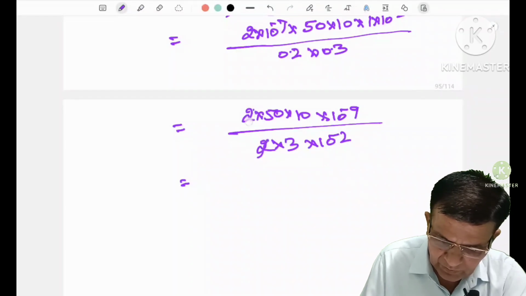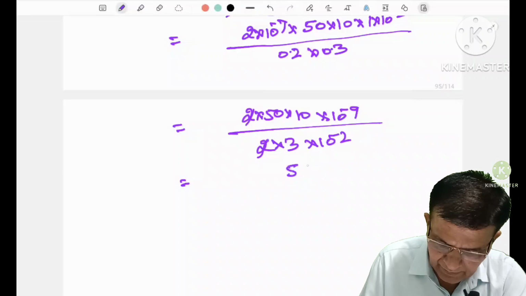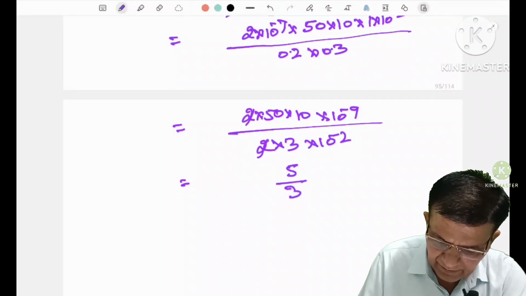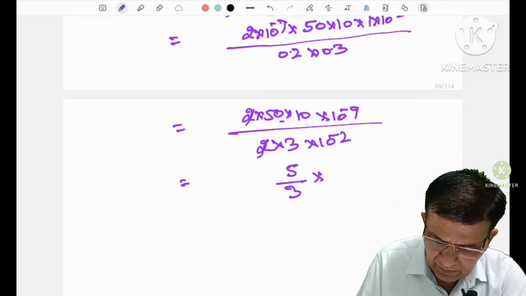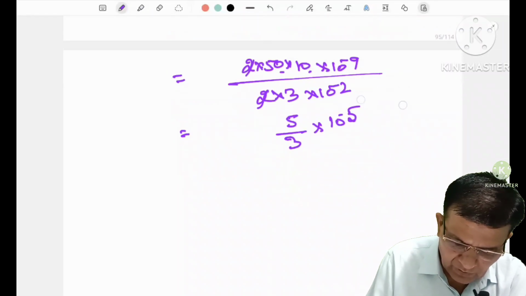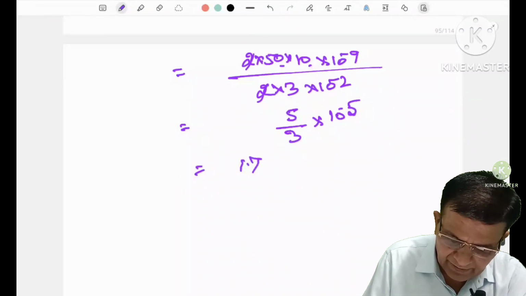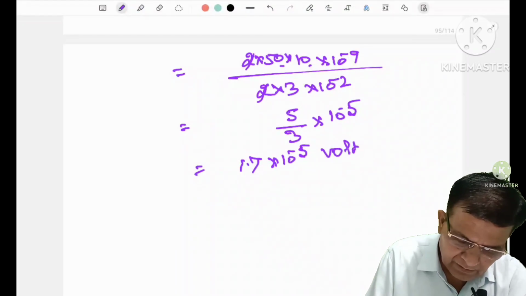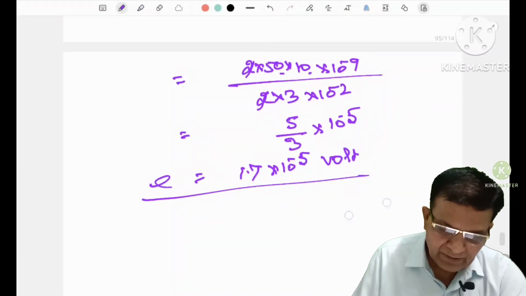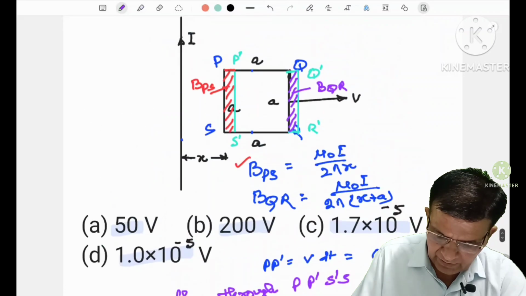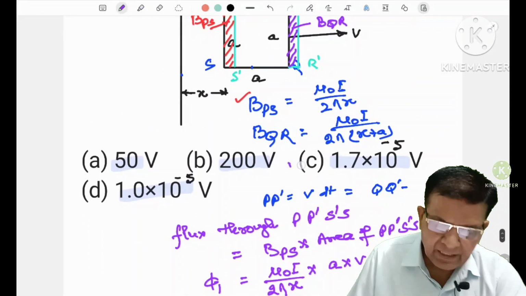तो उसे 2 क्रॉस हो गया, 5 by 3 into 10 to the power minus 5 और 1.7 into 10 to the power minus 5 volt. So 1.7 into 10 to the power minus 5 volt. C is correct option.